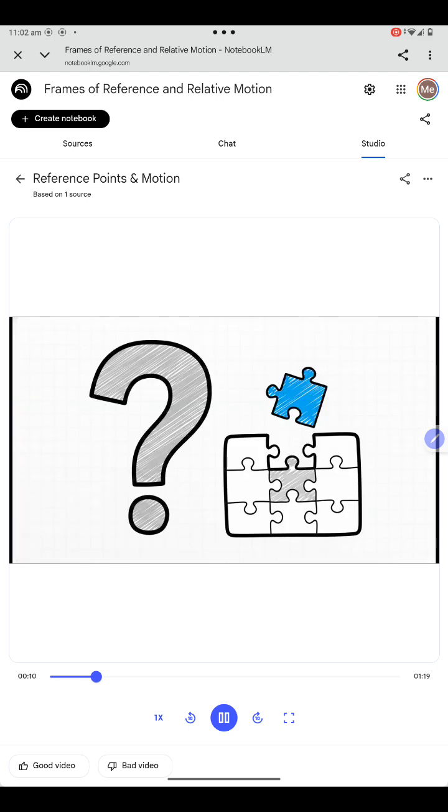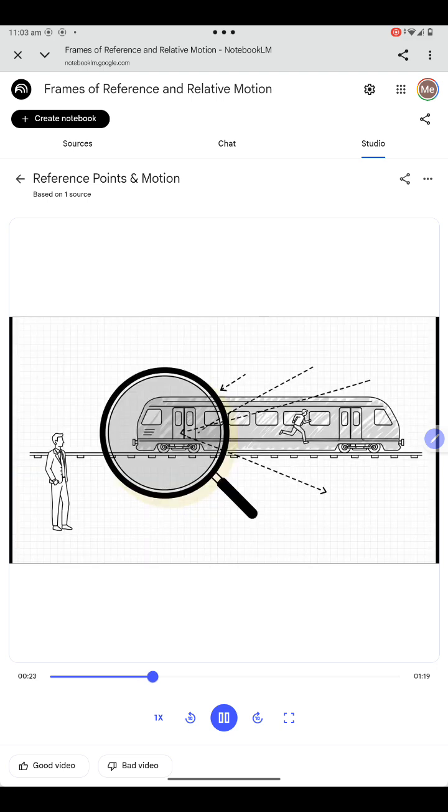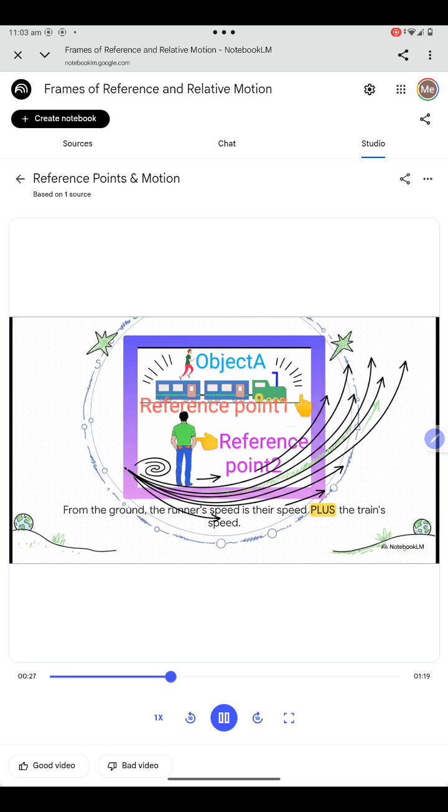Actually, that's a trick question. Right now, it's impossible to answer. We're missing a key piece of info. That missing piece? It's called a reference point. It's basically the spot you're measuring from. So let's try one. What if our reference point is the person standing still on the ground? From down there, you add the runner's speed and the train speed. Whoa, they look incredibly fast.